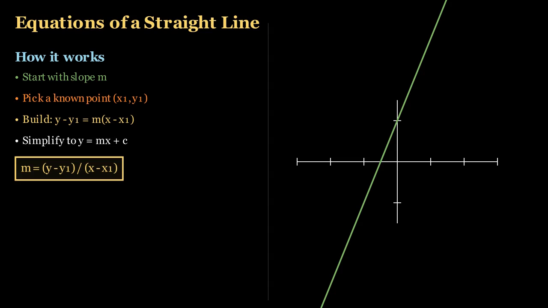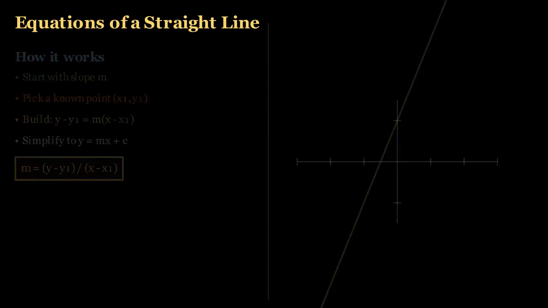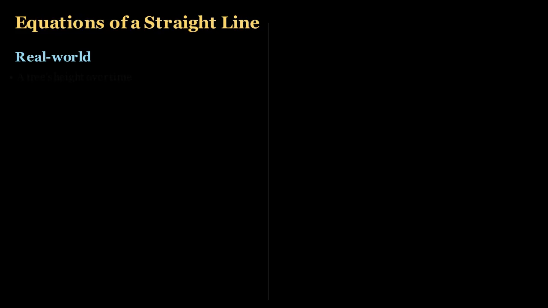Let's solve a real problem. You plant a small tree that's already 5 feet tall. It grows at a constant rate of 2 feet every year. We can model its growth with a straight line. The growth rate, 2 feet per year, is our slope, m. The starting height, 5 feet, is the y-intercept, c, because that's the height at year 0. So the equation is height equals 2 times years plus 5.